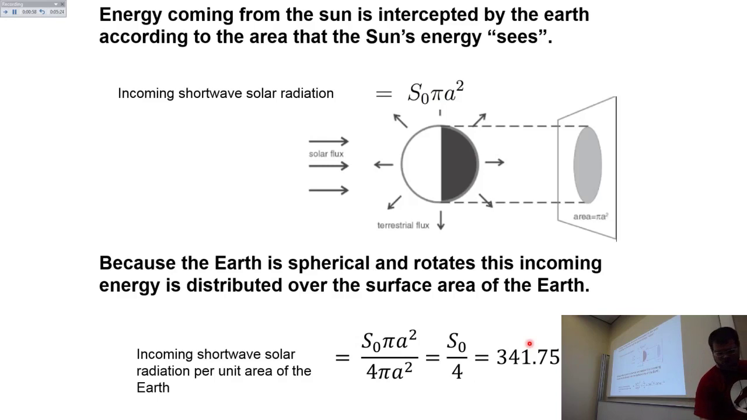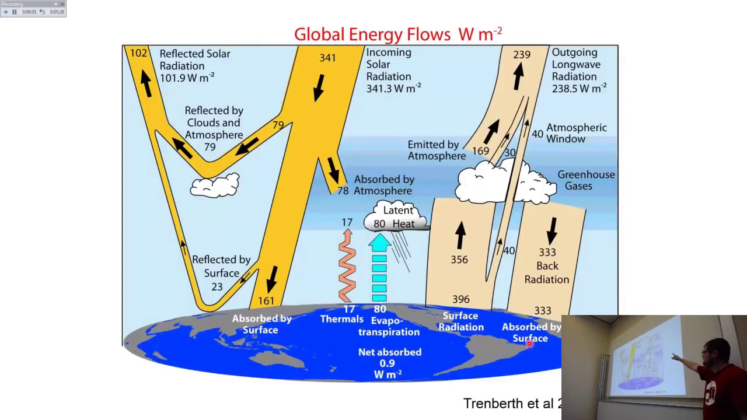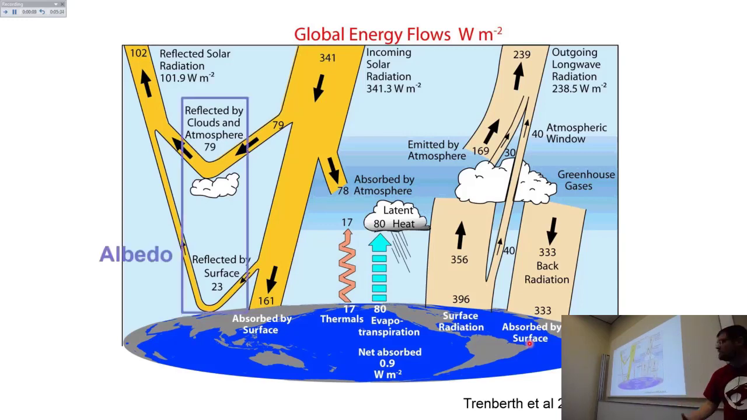So that's this number coming in at the top. This is basically how much energy is arriving at the top of the atmosphere of the Earth. Some of that is reflected. It's reflected by clouds because they're kind of white coloured, so light just reflects off those. Some of it's reflected by the surface.